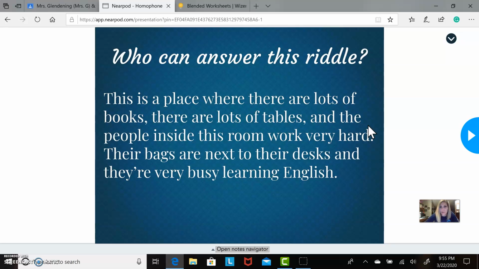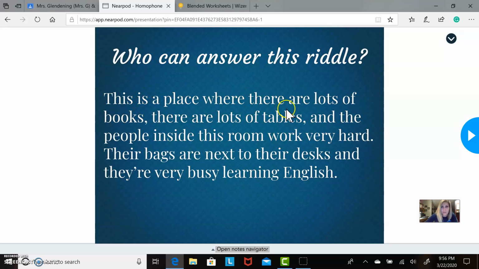This is a place where there are lots of books, there are lots of tables, and the people inside this room work very hard. Their bags are next to their desk, and they're very busy learning English. Well, I think we all remember what this was. This was talking about the three different theirs.